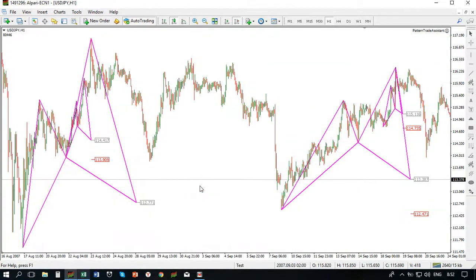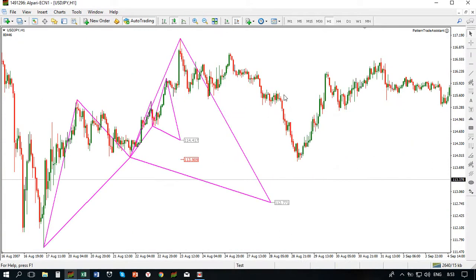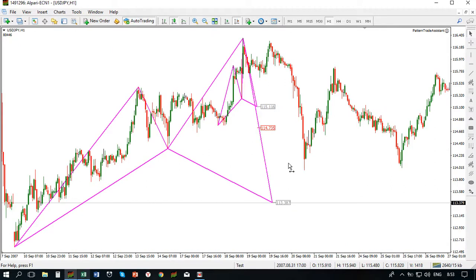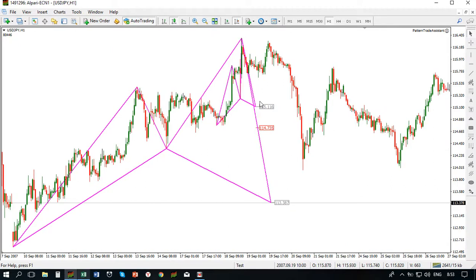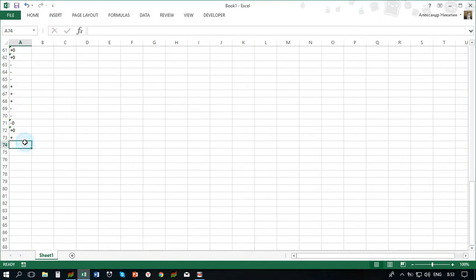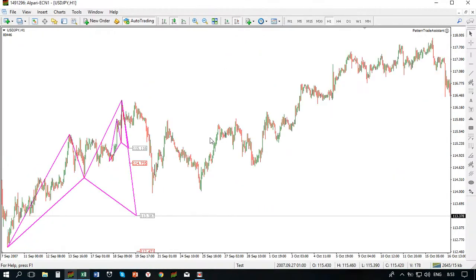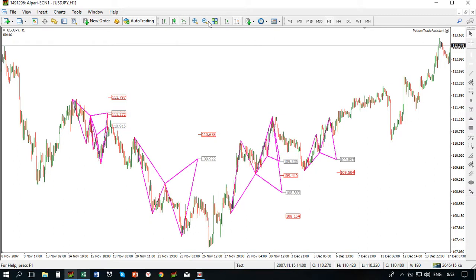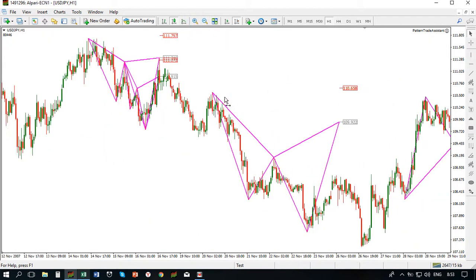Cipher is one of the most accurate patterns if compared to Gartley, Bat, Butterfly. This smaller pattern is a loss. Larger one never completed. Nothing. These situations, these patterns.